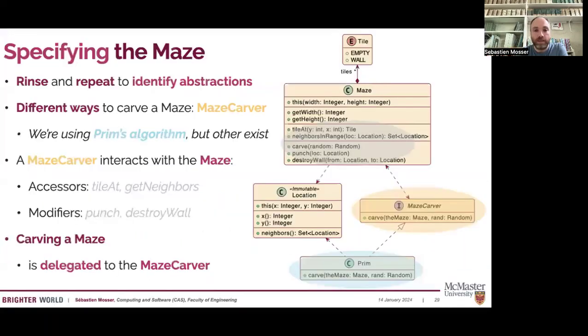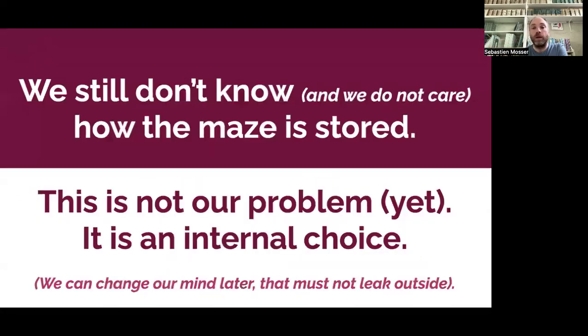And by having this representation, which is how you're going to use a maze, how you're going to carve a maze, how you're going to represent a location, I'm just showing you some abstraction, and I can do whatever I want behind this. I can implement the maze carver, I can implement the maze the way I want, basically because I've never exposed to you how I'm doing it.